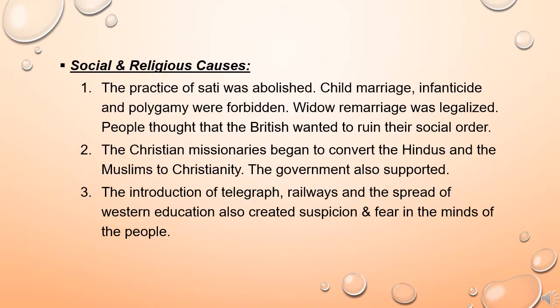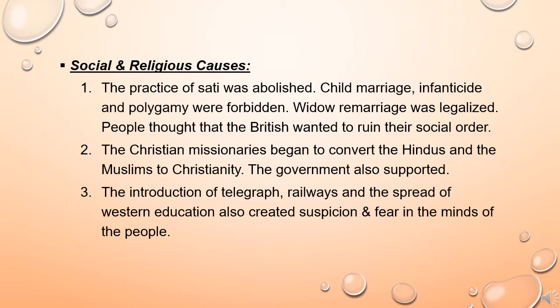Now the next is social and religious causes. The practice of sati was abolished. Child marriage, infanticide, and polygamy were forbidden. Widow remarriage was legalized. By making all these changes in Indian society, the Indian people thought that the British wanted to end their social order. They thought that the Britishers were interfering in their social and religious matters, and they wanted to bring Western culture.